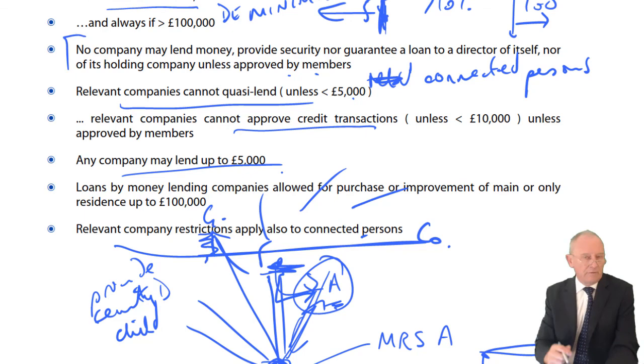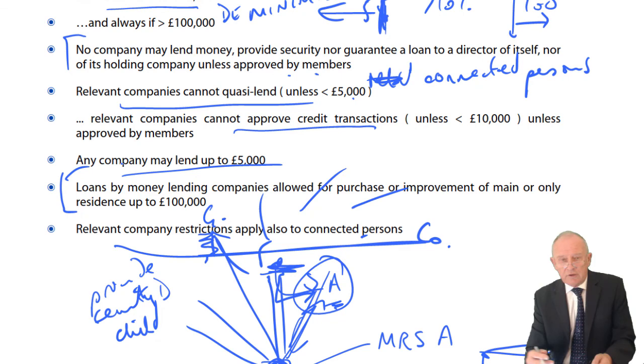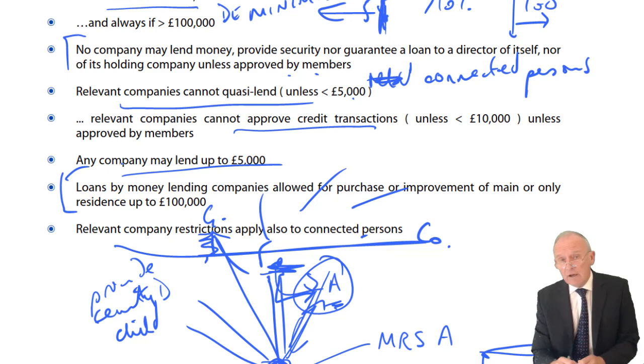Loans by money lending companies are exempt from this because in the ordinary course of business on normal trade terms, why should a director not borrow money on ordinary terms available to you and to me? Why should a director not also be able to borrow on those same terms? Okay.